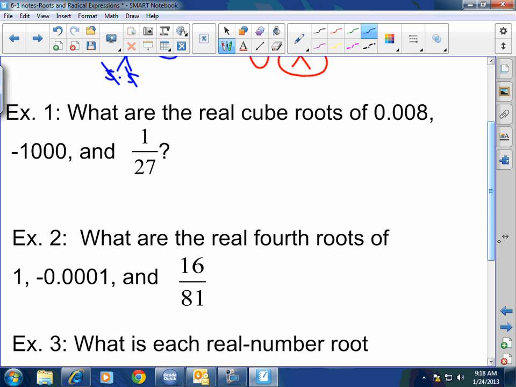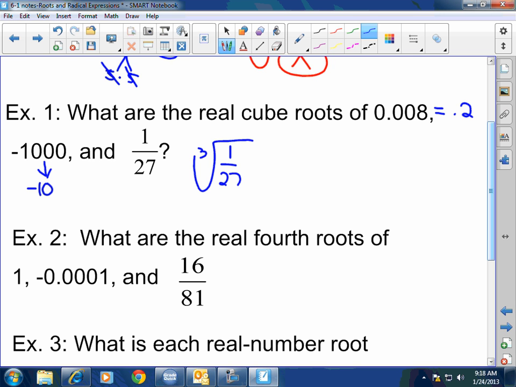I think we talked about all of these yesterday. The cube root of 0.008, that's basically what number times itself 3 times gives me 0.008, and I believe we all knew that it was 0.2. The cube root of negative 1,000 is negative 10, because negative 10 times negative 10 is a positive 100, times a negative 10 is a negative 1,000. And then the cube root of 1/27ths, we're going to have 1/3.